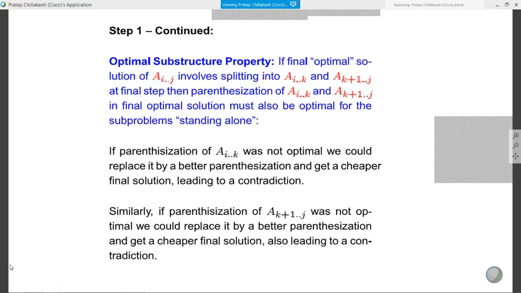That's what the next paragraph says. If, let us say, the parenthesization of A i to k was not optimal, that means there is a better way of parenthesizing it and getting a cheaper final solution. And that leads to a contradiction. Same thing with respect to A k plus 1 to j.